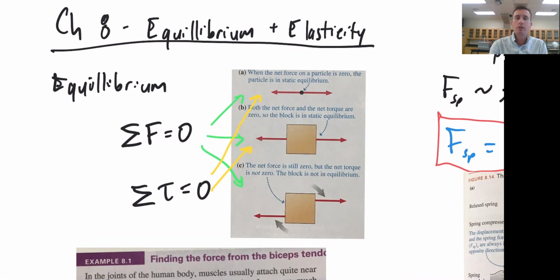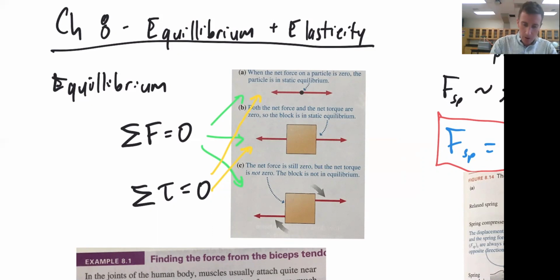Okay, so equilibrium. We have equilibrium when both the sum of forces is equal to 0 and the sum of torques is equal to 0. That means there's no net force and there's also no net rotation, because if there was a net torque, if the sum of torques was not equal to 0, then the object would be spinning.